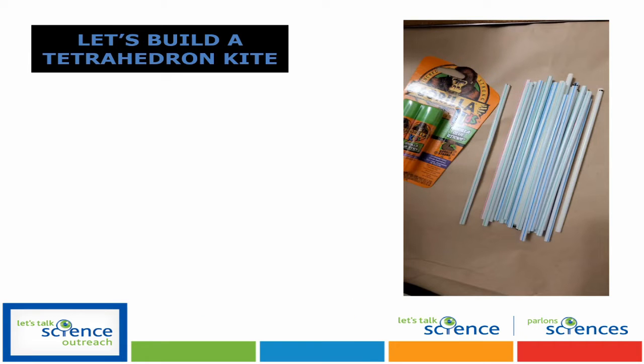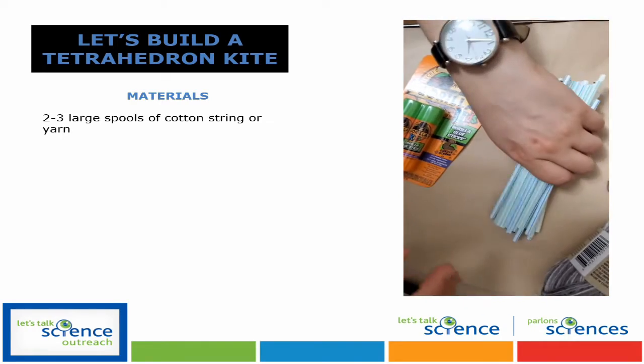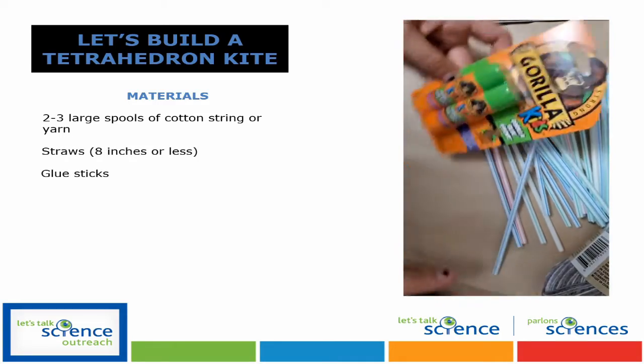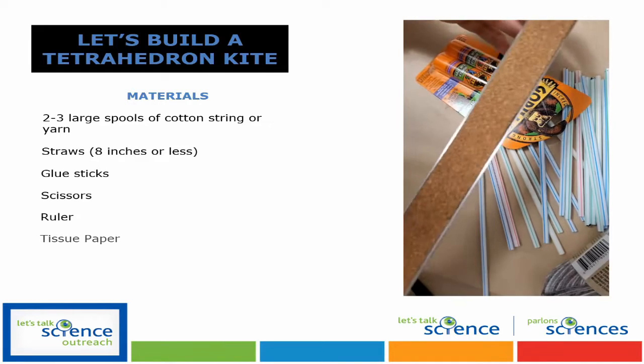So let's get started building our tetrahedron kites. The first thing you'll need to do is collect your materials. You will need 2 to 3 large spools of cotton string or yarn, straws, glue sticks, scissors, a ruler, and some tissue paper.